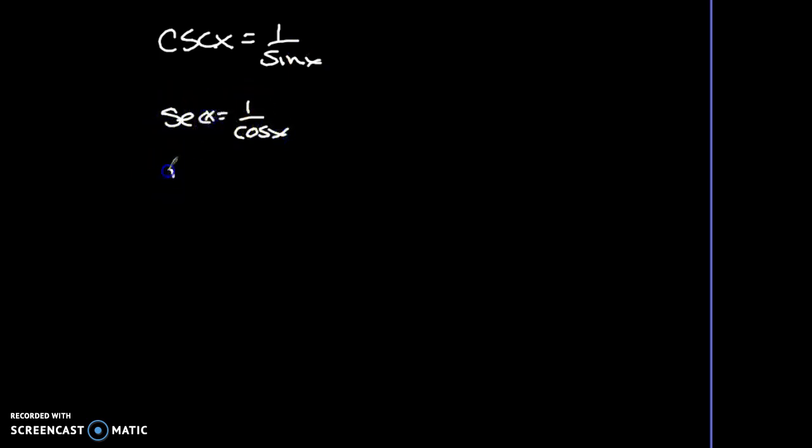So knowing that cosecant is 1 over sine. And if there's a squared here, then there's a squared there. Knowing that secant is 1 over cosine. Cotangent is cosine over sine. Tangent is sine over cosine.